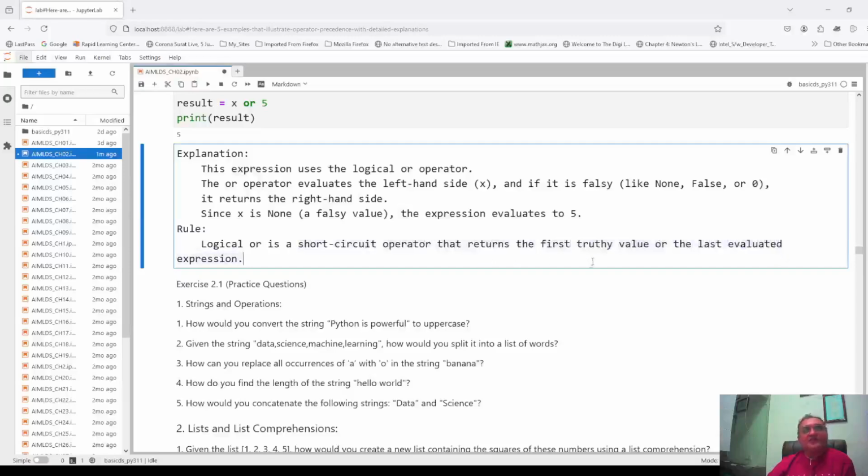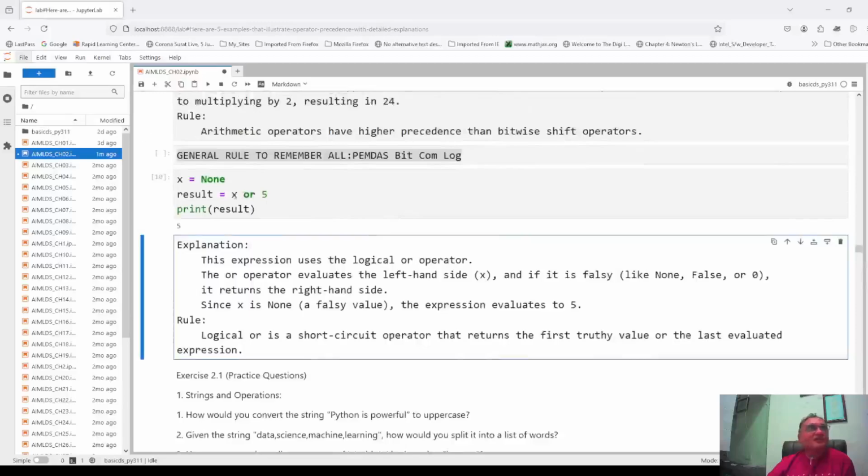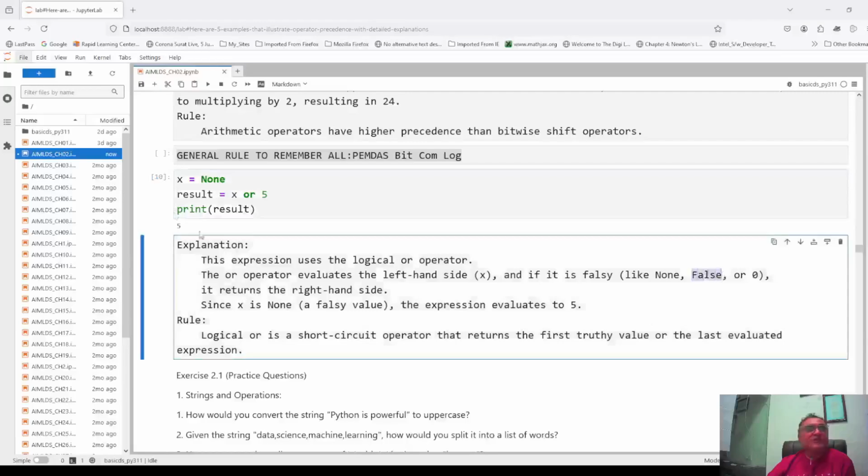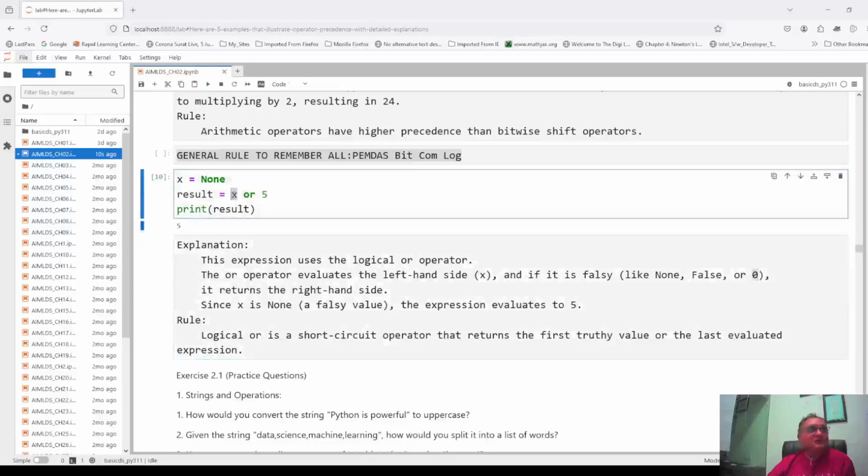So the logical operator OR is a short circuit operator that returns the first true value or the last evaluated expression. So first true value, here x can be None, then it is a falsy value, so the result will not return that. Okay, here I can put False also, this word False clearly. Then also it will not return that. It will wait until some true value appears in its evaluation. I can put 0 also, 0 is equal to False.